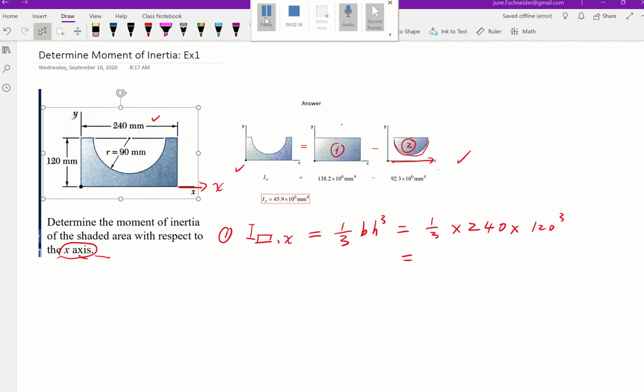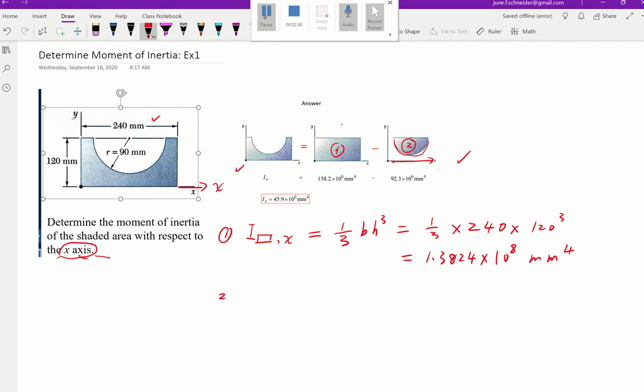What I have over here is quite a huge number. It's 1.3824 times 10 to the power of 8. That's a huge number, isn't it? That's millimeter to the 4th, okay? That's the moment of inertia unit, millimeter to the 4th power.